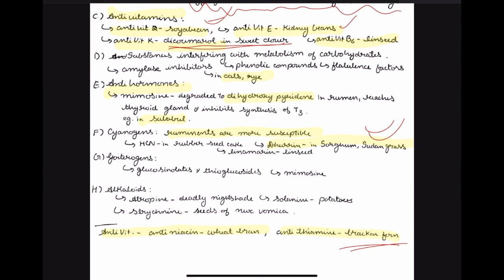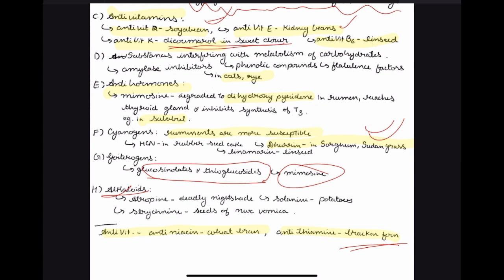Then we have goitrogens, as we have discussed. Glucosinolates and thioglycoside, they interfere with the absorption of the iodine, while mimosin interferes with the utilization of the iodine to form the thyroid hormone. Okay, and both of them lead to deficiency in iodine, basically, or we can say deficiency in the thyroid, and they lead to goiter.